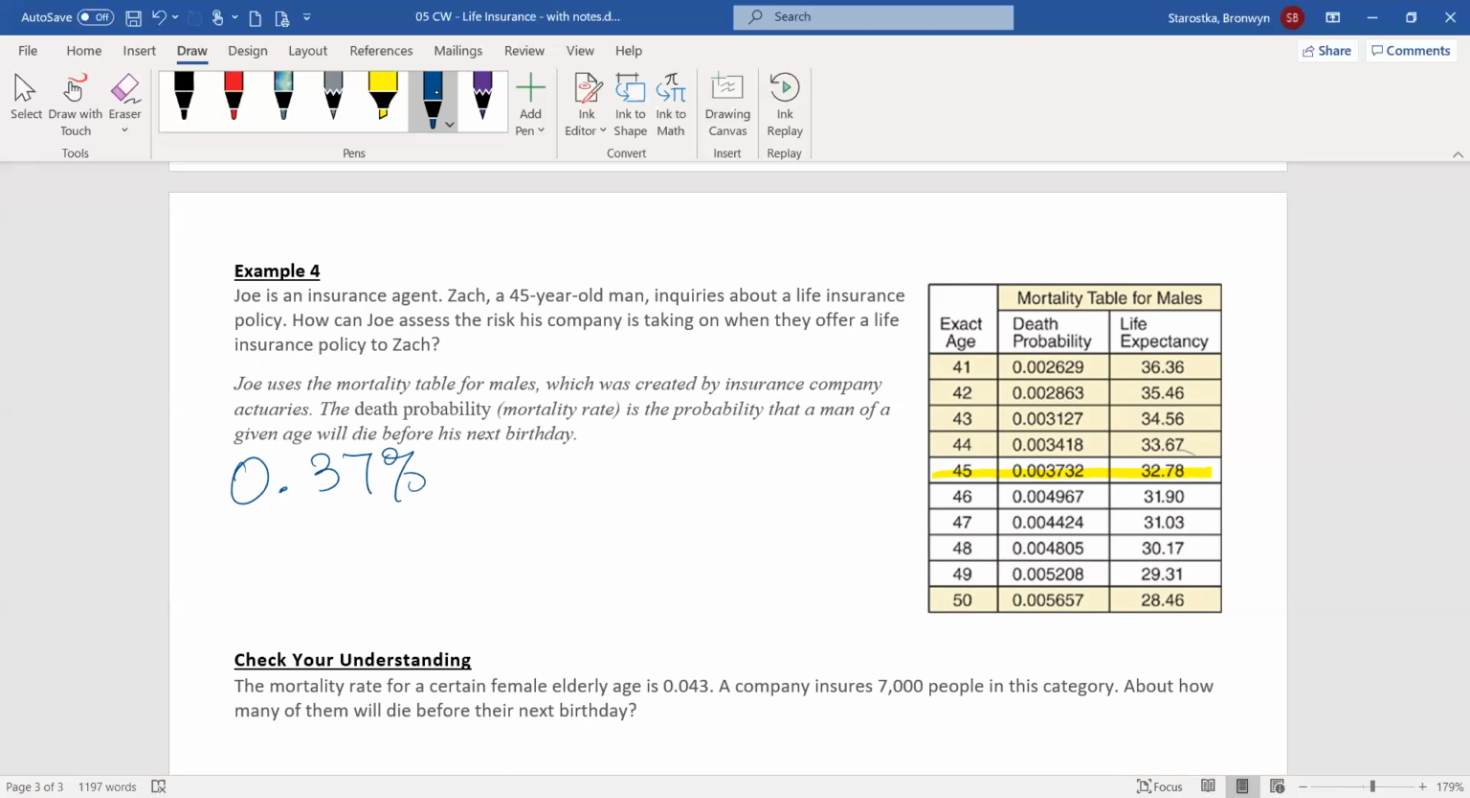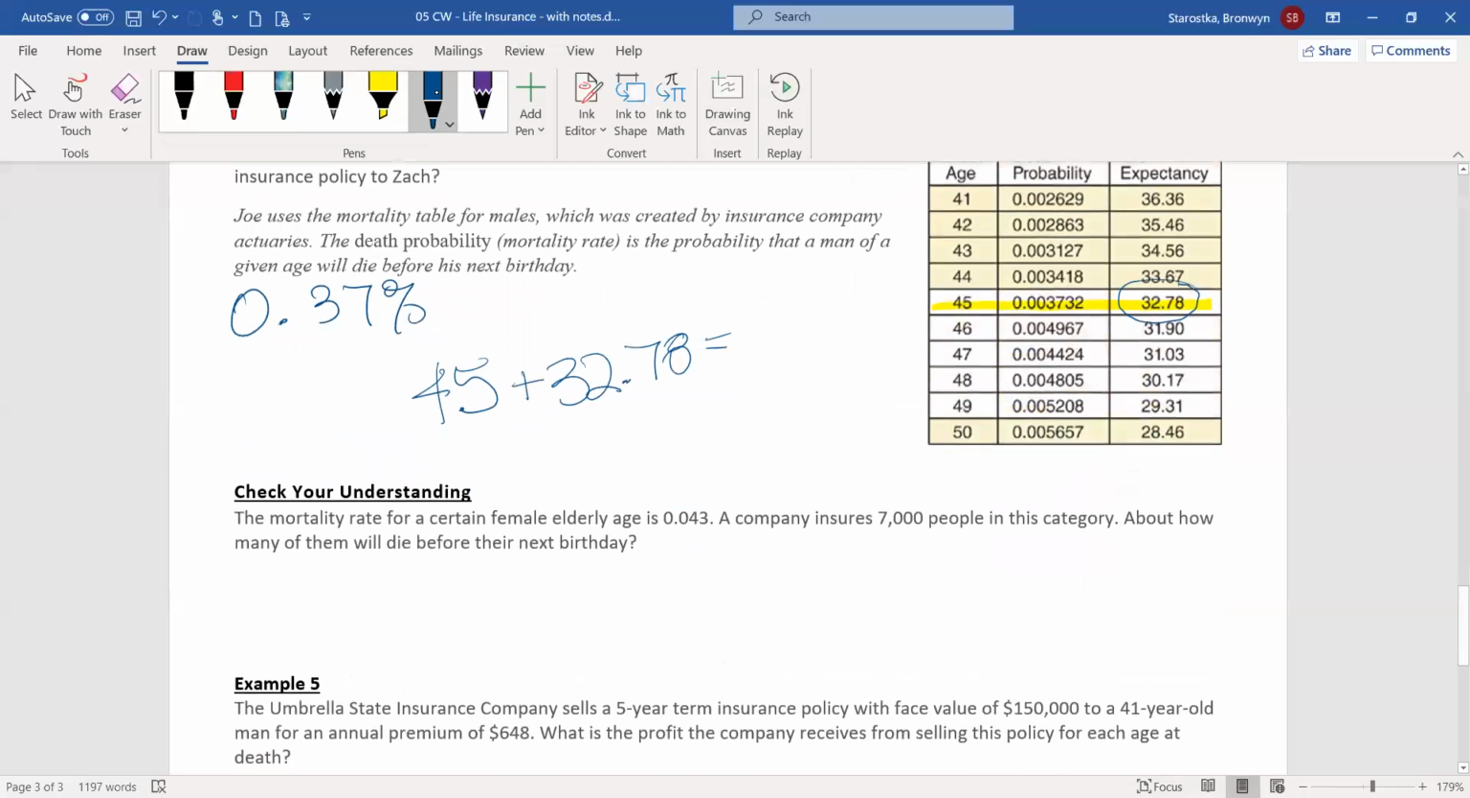This indicates life expectancy. So that means if Zach is 45 years old, plus that 32.78, Zach is expected to live to be about 87, 88 years old. No, sorry, can't do math. 77, 78 years old.